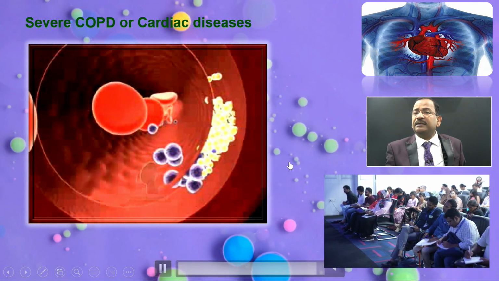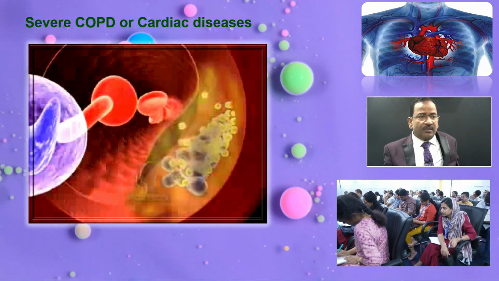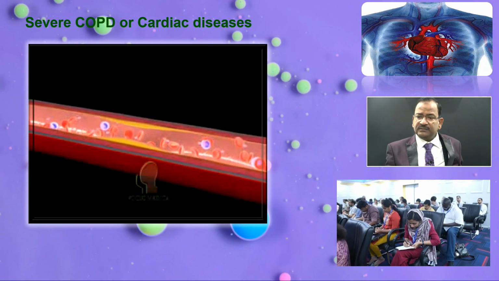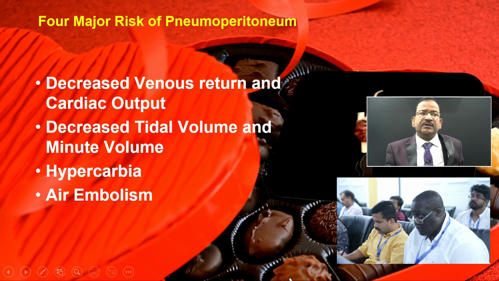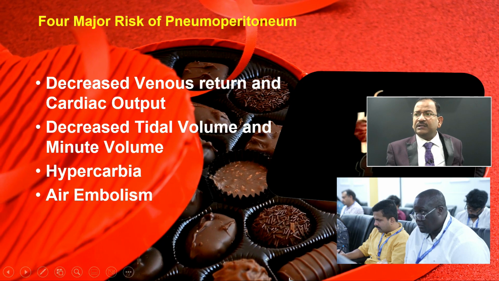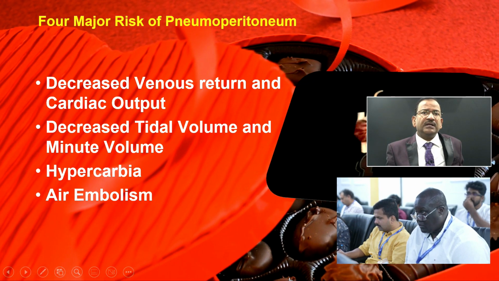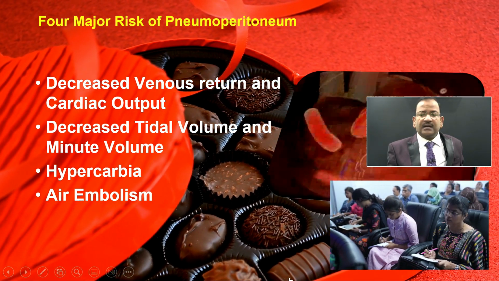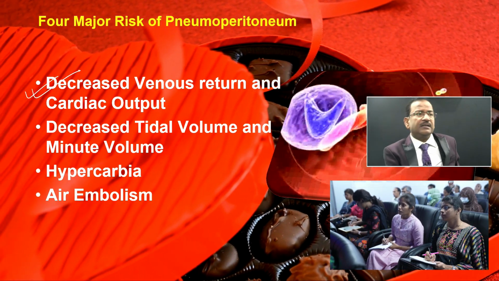The question is why. What is wrong with laparoscopy? The problem is not laparoscopy, the problem is pneumoperitoneum. These are the 4 major risks of pneumoperitoneum. Due to that, we should avoid doing laparoscopy in a patient who has severe COPD and cardiac disease. First is decreased venous return and cardiac output.